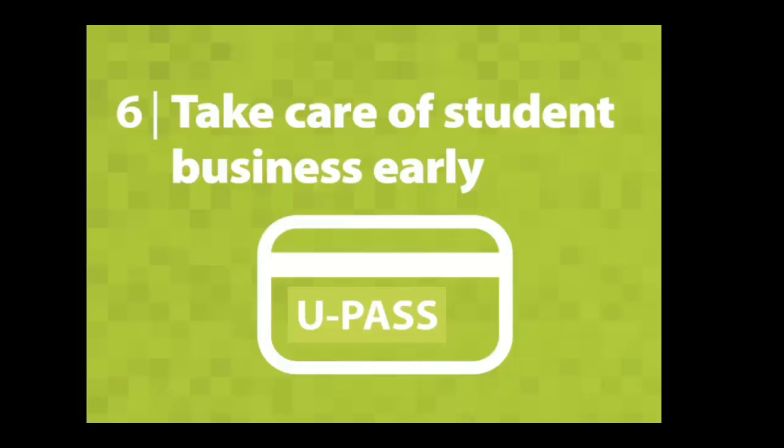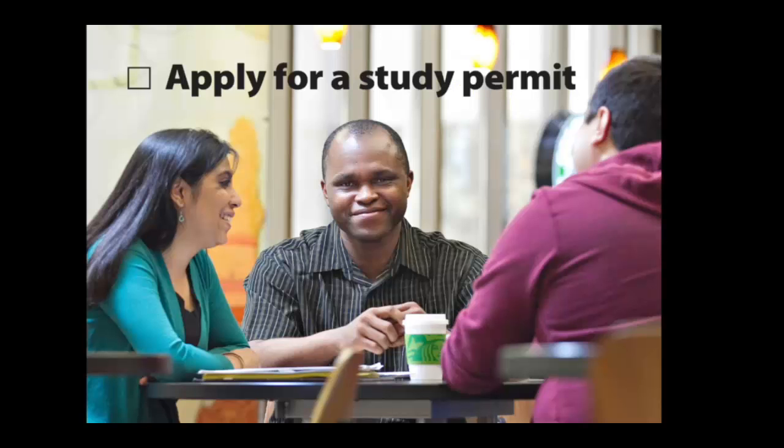There are lots of other tasks to complete before your studies begin, some of which you can complete online and others which must be done in person. If you are an international student and plan to study in Canada for more than 6 months, you will need to obtain a study permit from Citizenship and Immigration Canada, or CIC. You can apply for a study permit online or at your nearest visa application center. If your application is approved, the Canadian Visa Office will send you a letter of introduction confirming the approval of your study permit.